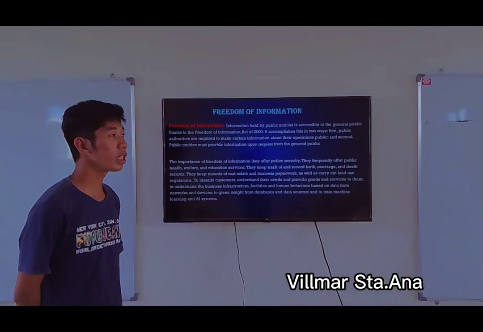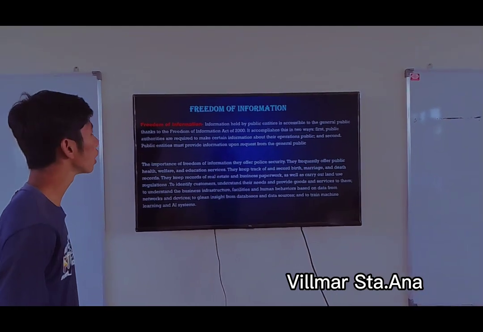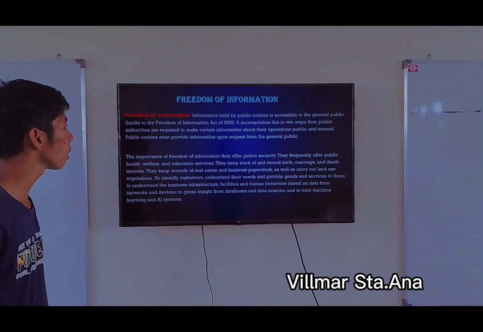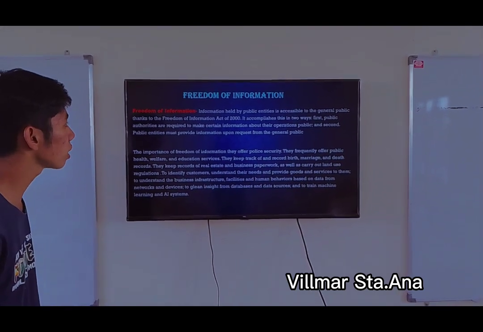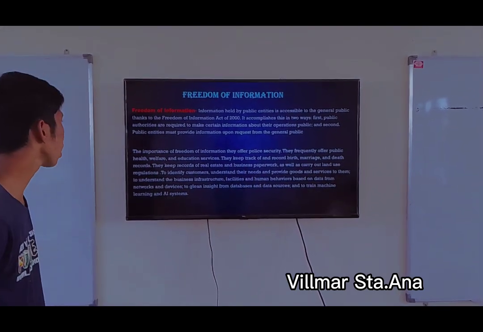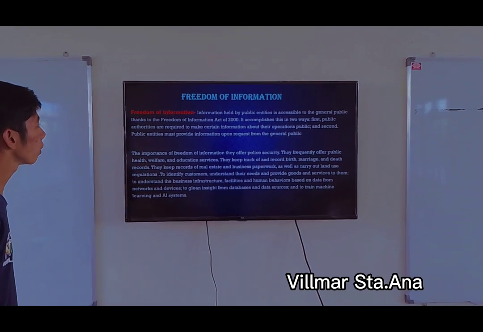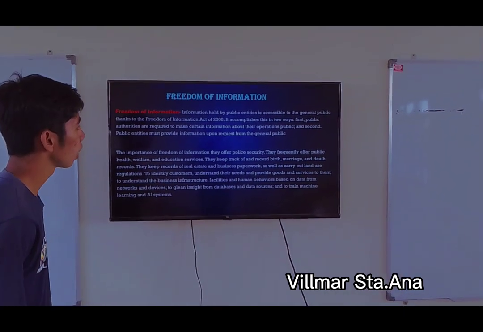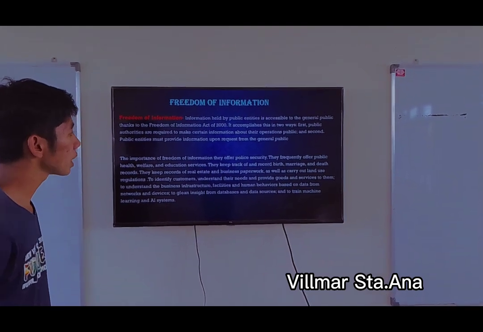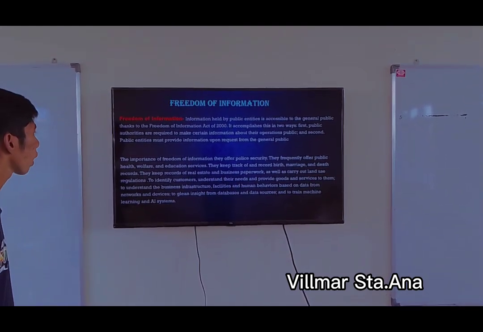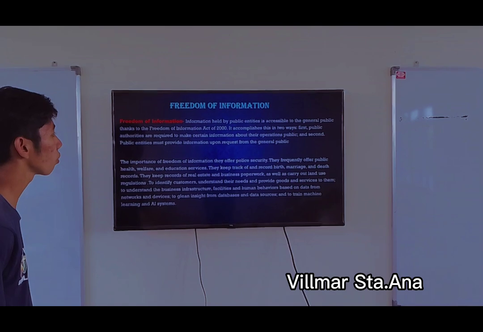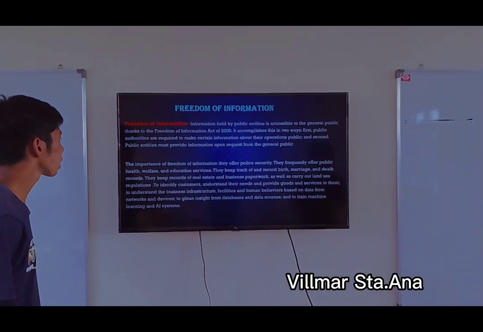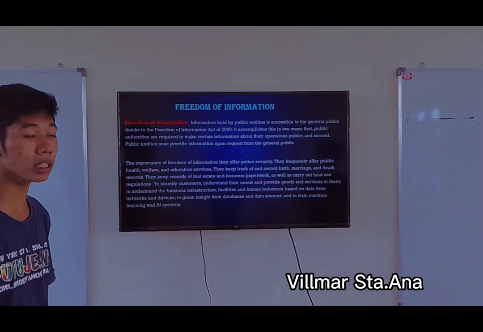For the last topic, we have freedom of information. Information held by public entities is made accessible to the general public in accordance with the Freedom of Information Act of 2000. It accomplishes this in two ways. First, public authorities are required to make certain information about their operations public. And second, public entities must provide information upon request from the general public.